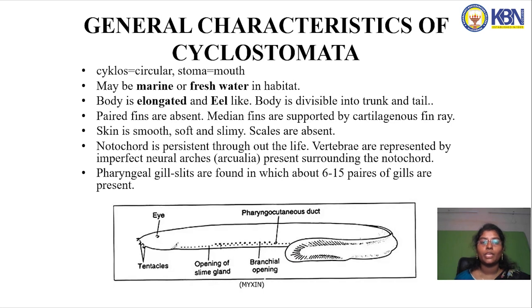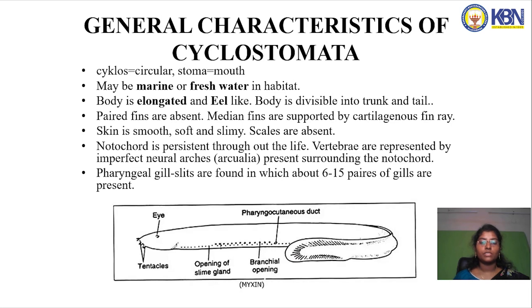Next point, they may be marine or freshwater in habitat. Body is elongated and eel-like, and the body is divisible into trunk and tail. Paired fins are absent. Median fins are supported by cartilaginous fin rays. Skin is smooth, soft, and slimy, and scales are absent. In the Pisces phylum, we can see that some fishes have scales, but in this Cyclostomata phylum, scales are absent.